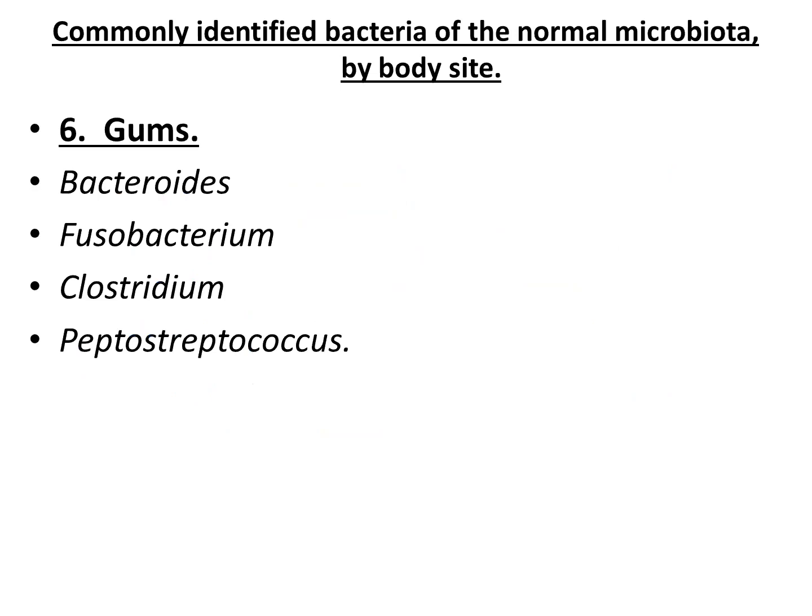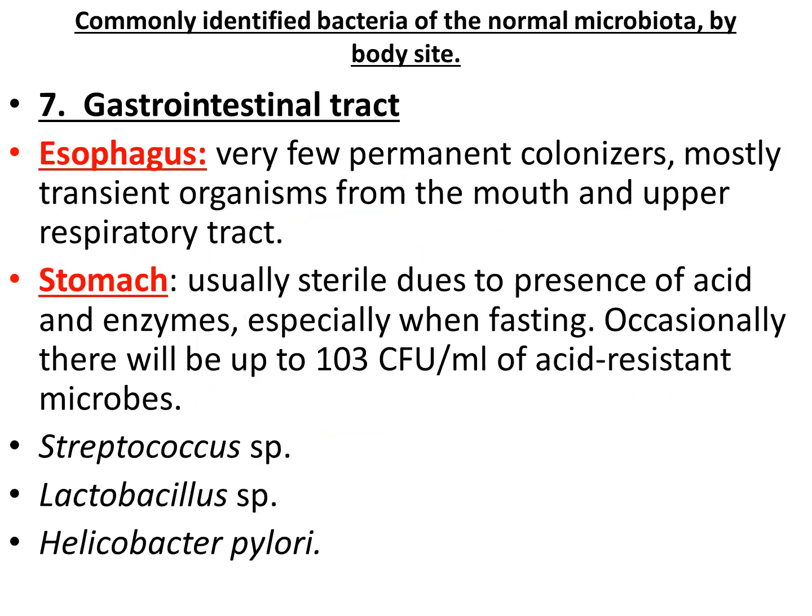In the gums, we can find Bacteroides, Bacterium, Clostridium, and Streptococcus. In the GIT, the oesophagus has very few permanent organisms, mostly transit organisms from the mouth and upper respiratory tract. The stomach is usually sterile due to the presence of acid and enzymes, especially when fasting. Occasionally there will be 10^3 colony forming units of acid resistant microbes: Streptococcus species, Lactobacilli, and Helicobacter pylori.